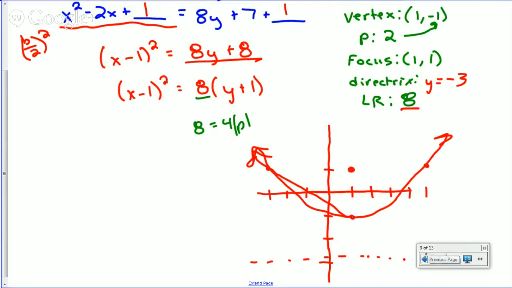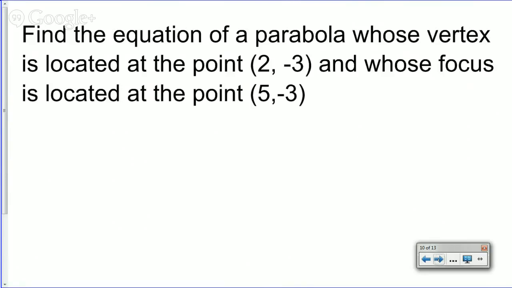So we went from general equations to a graph. What happens if I go from a graph to a general equation? So find the equation of a parabola whose vertex is located at the point 2, negative 3, and whose focus is located at 5, 3. So kind of doing this just a little bit backwards, let's take a look at the graph.